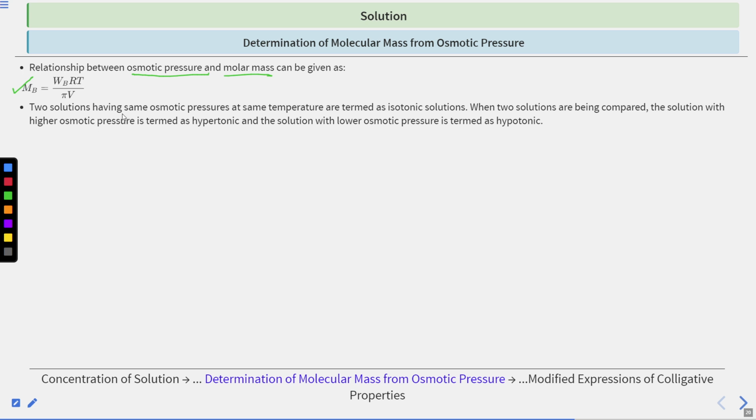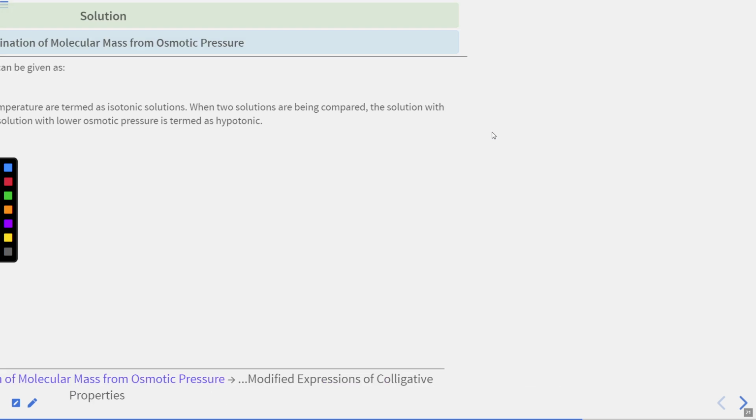Two solutions having the same osmotic pressure at the same temperature are termed isotonic solutions. And when two solutions are being compared, the solution with higher osmotic pressure is termed hypertonic, and the solution with lower osmotic pressure is termed hypotonic. So hypertonic and hypotonic are two different solutions depending on the magnitude or value of osmotic pressure: higher is hypertonic, lower is hypotonic.